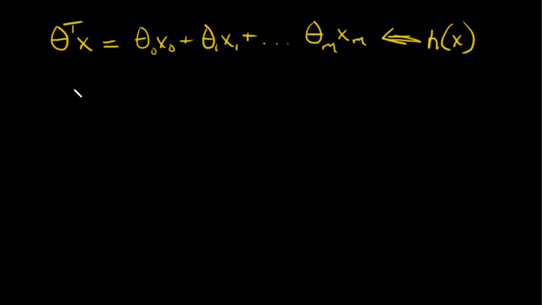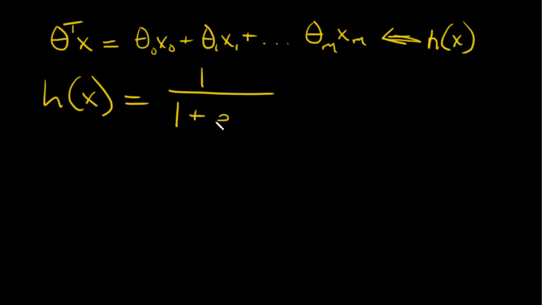So now what we're going to do is take that same hypothesis function and feed it into a function that will map the outcome to either a 1 or a 0. So we're going to take our theta transpose x and use it in the following form. Our h of x for logistic regression is going to be 1 over 1 plus e to the negative theta transpose x.